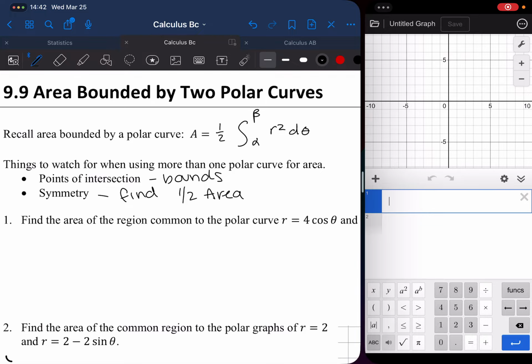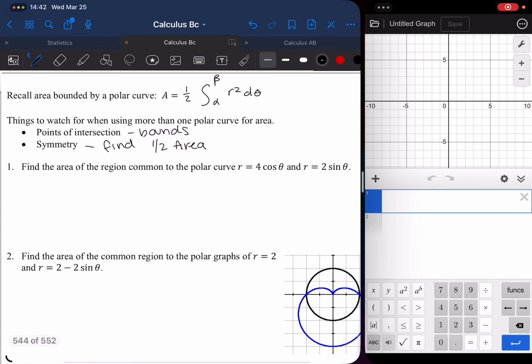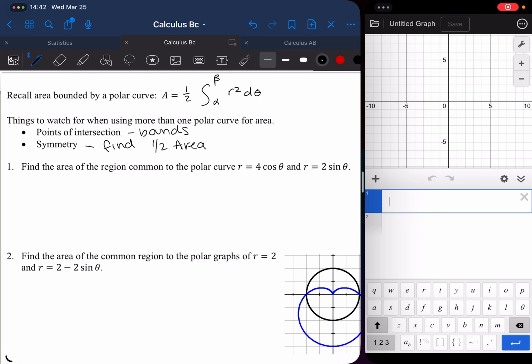So number 1 says find the area of the region common to the polar curve r is equal to 4 cosine theta and r is equal to 2 sine theta. So since they did not give us a graph, that is our first step, is to graph it. So on Desmos, I'm just going to type in those exact equations.